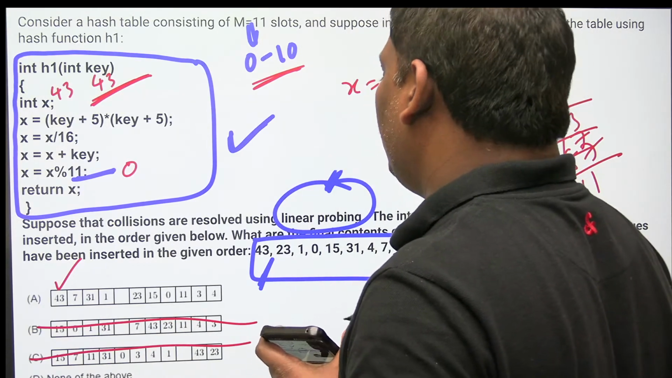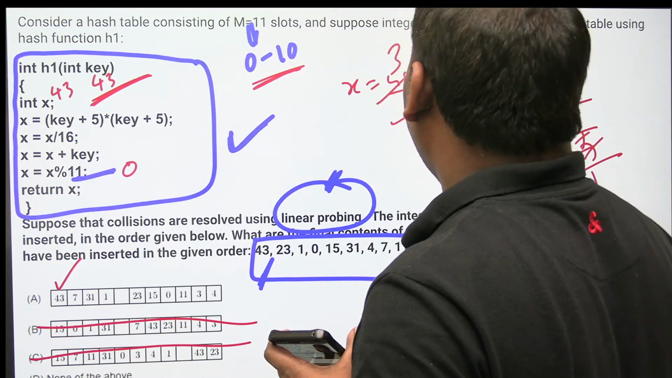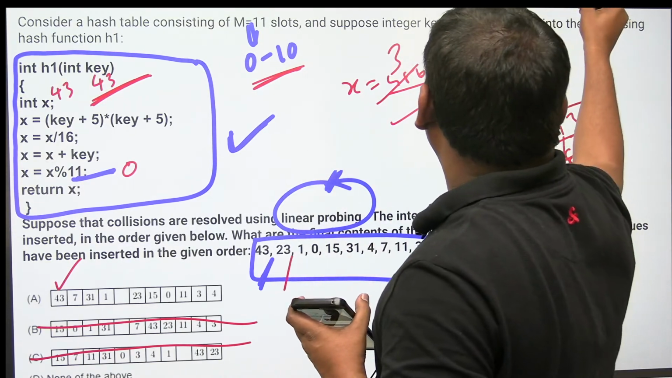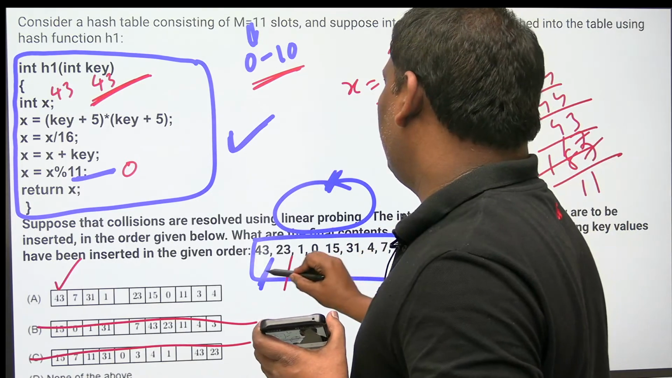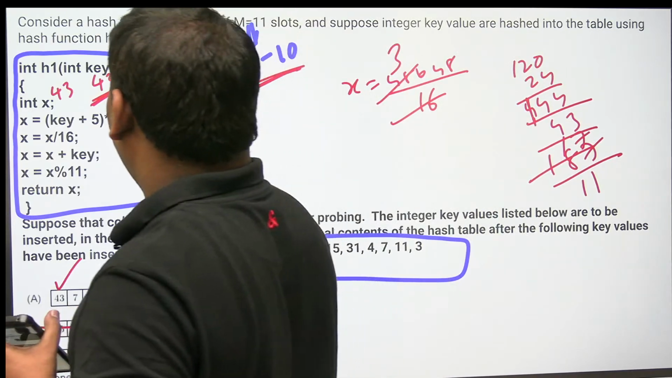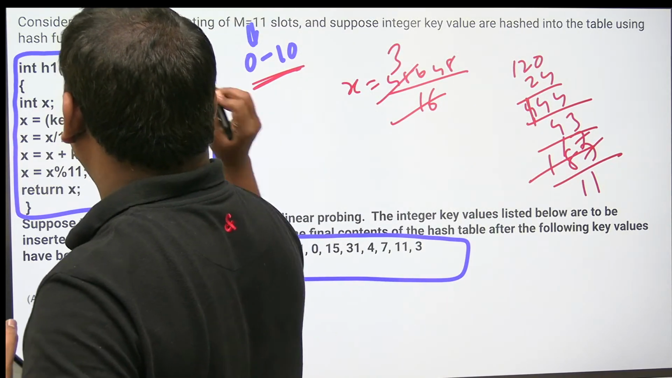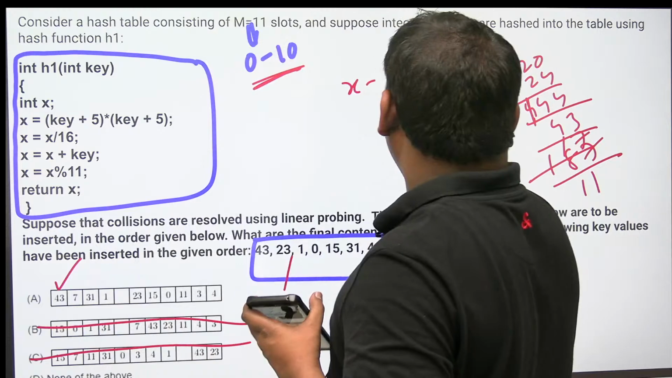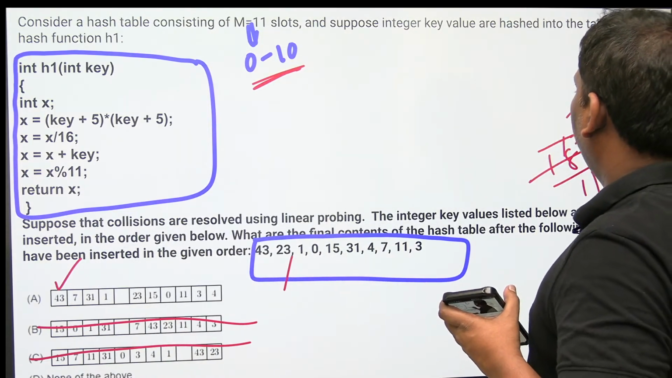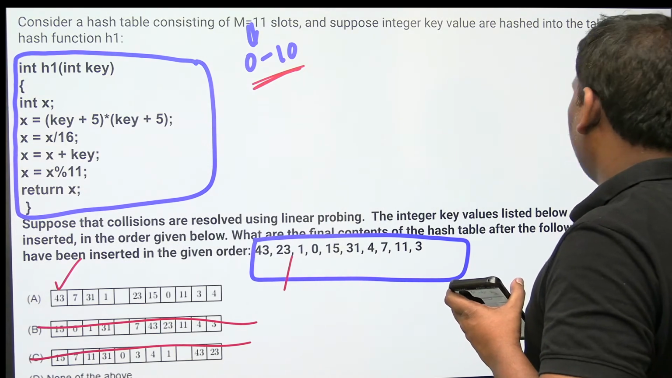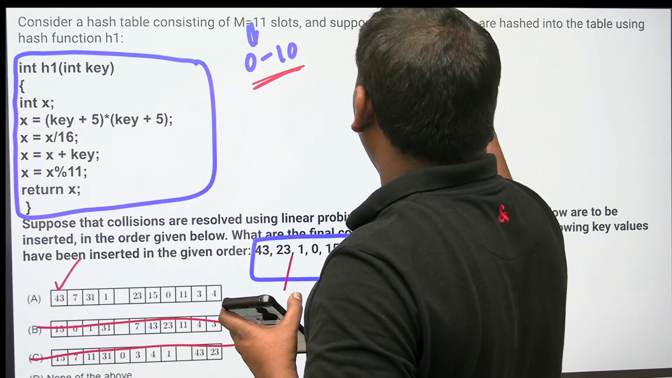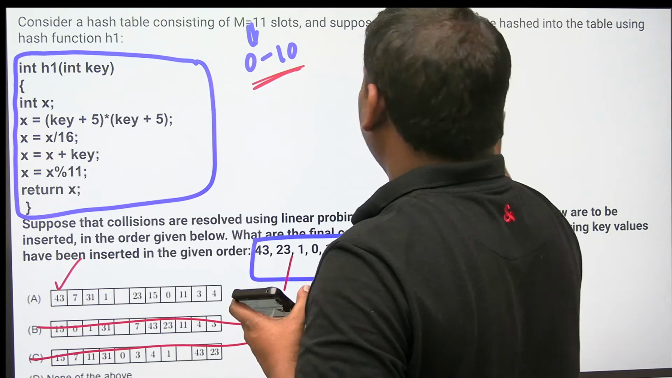So for more clarity, complete the remaining elements also. Can you say what the next element is? Next element is 23. Check properly. Let's do this. 23 plus 5 is 28. 28 into 28 by 16.